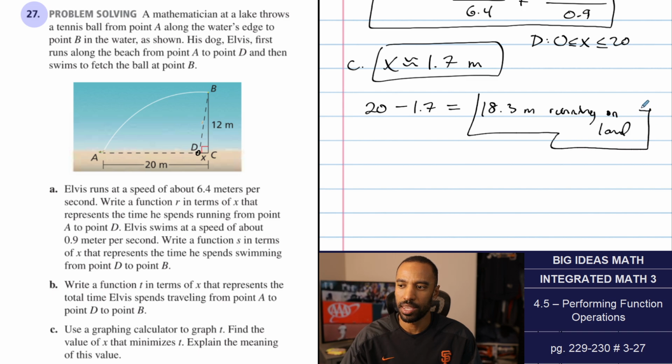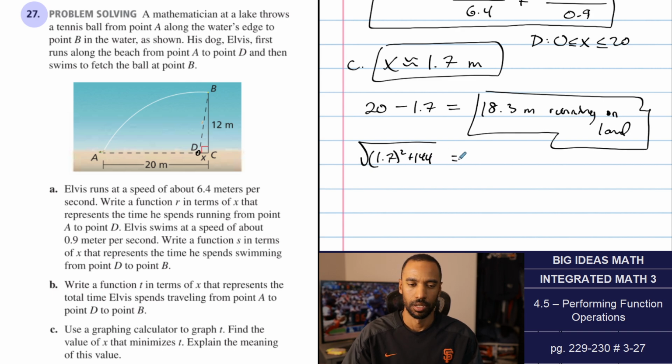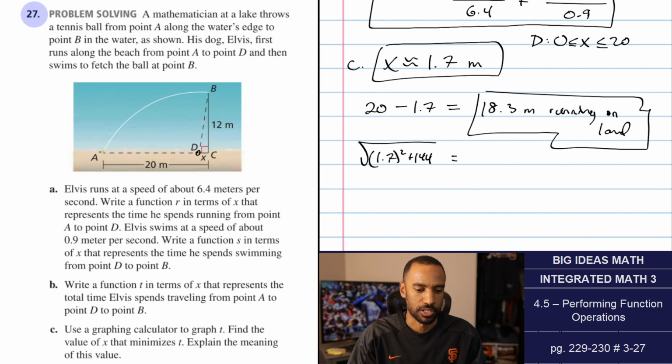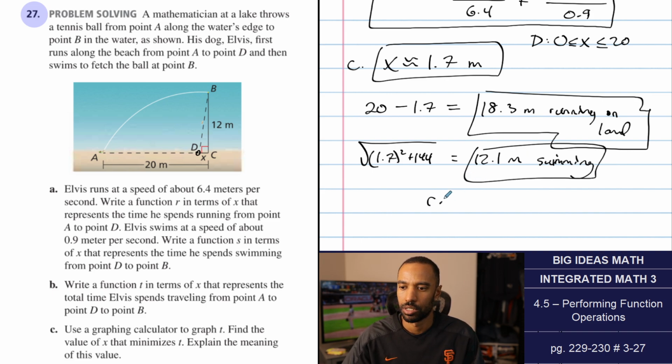And then swimming, we have to do the square root of 1.7 squared plus 144. This is the dog's swimming distance. I still have to calculate that one. It's going to be a little more than 12, but the square root of 1.7 squared plus 144 is 12.12, I'll say 12.1 meters swimming to minimize overall time.